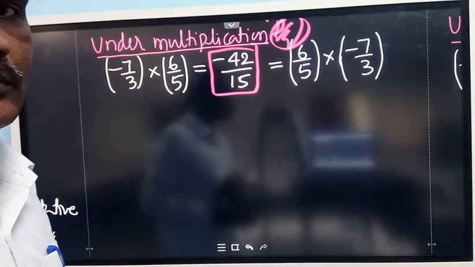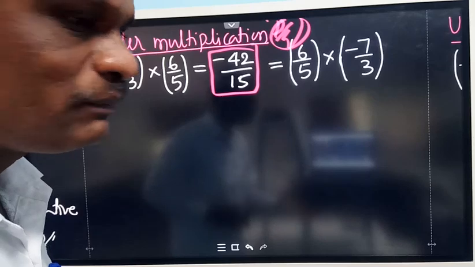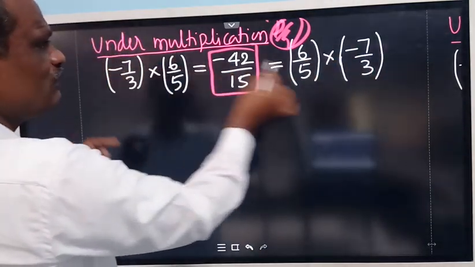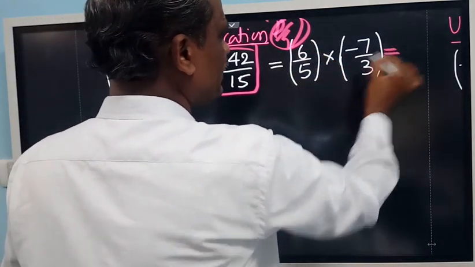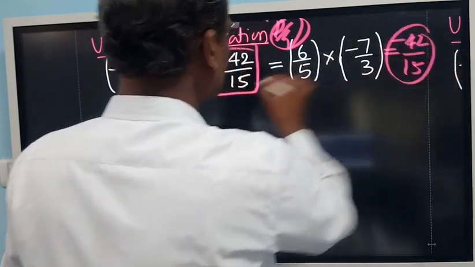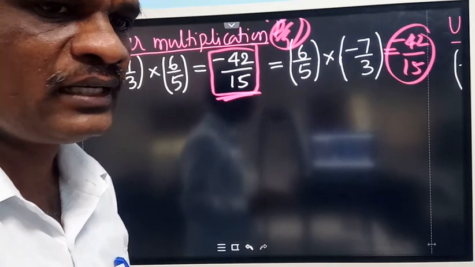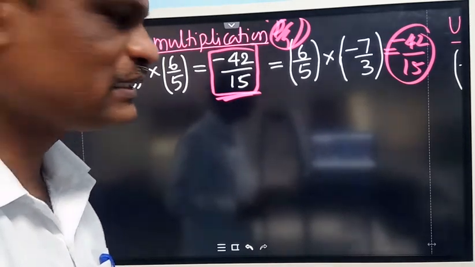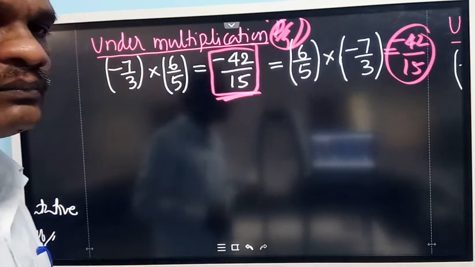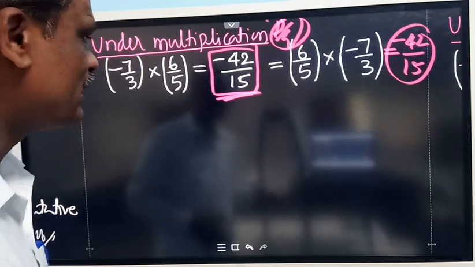Now interchange them, multiplicand and multiplier. If you interchange the multiplicand and multiplier, see, minus 7 by 3, I have written in the second place, 6 by 5 in the beginning. So what is the product you are getting? 6 7s are minus 42, 5 3s are 15. Same answer you are getting. Even after interchanging the multiplicand and the multiplier, you are getting the same product. So therefore, rational numbers are commutative under multiplication.